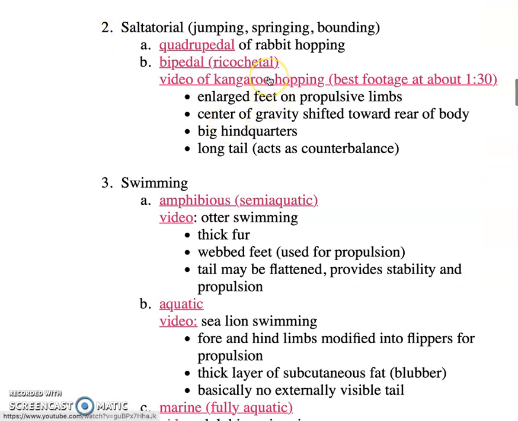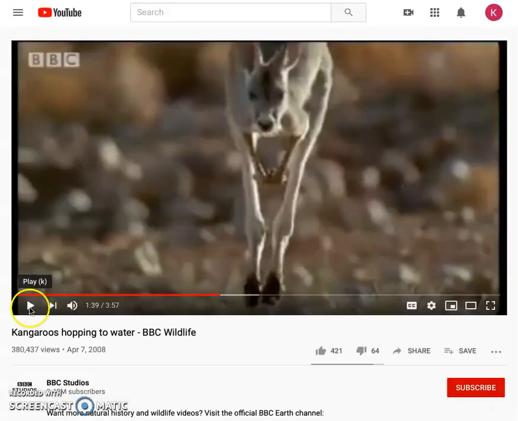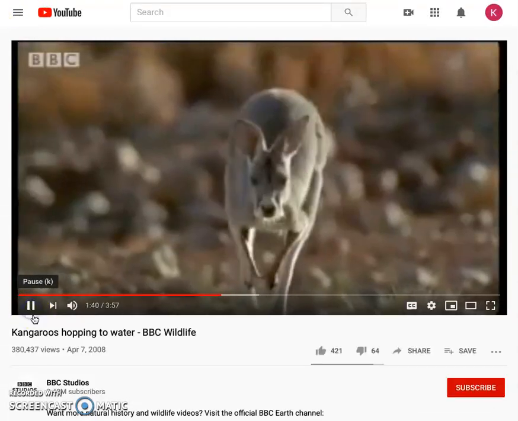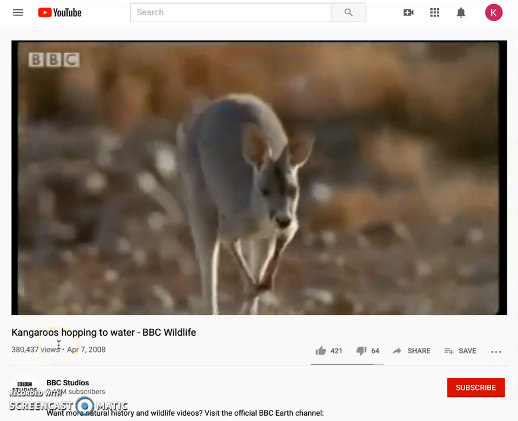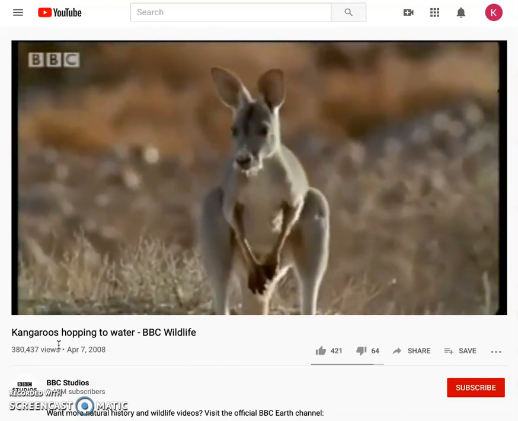So we'll take a really quick look at the video of kangaroos hopping. I'm going to scoot on ahead. So here we go. You can see it hopping along, pushing off its hind legs, as it moves around.